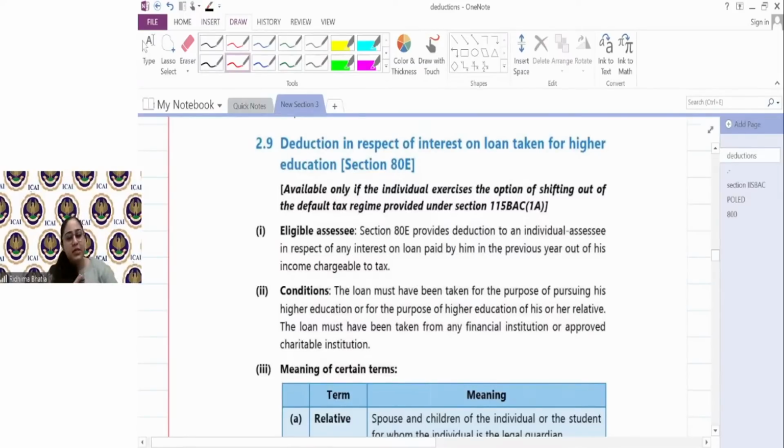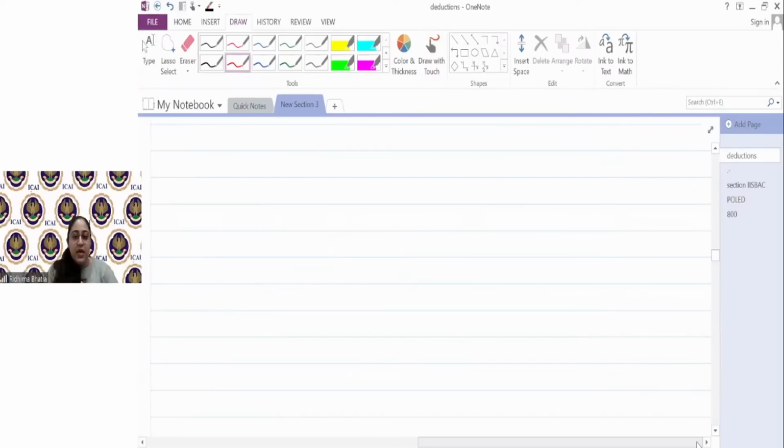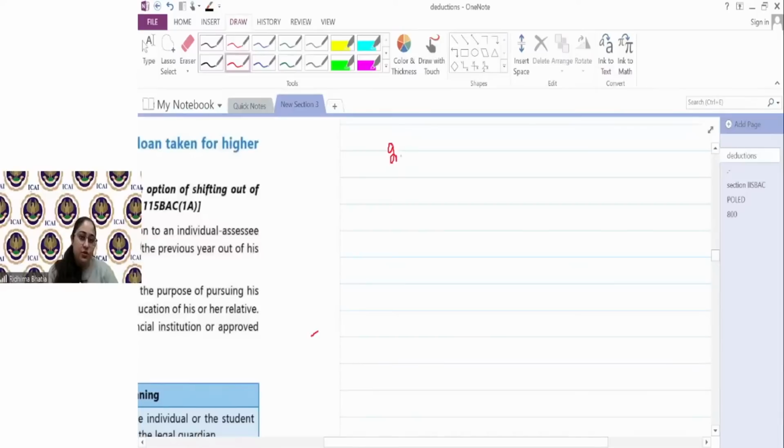Education loan किसी ने भी लिया after higher education, suppose talking of an individual. यहाँ पे HUF को deduction नहीं मिलेगा guys, only individual will get the deduction. Who will get the deduction? Individual will get the deduction. For what? For education loan. कौन सा education loan? The loan which is taken after higher education, after 12th.